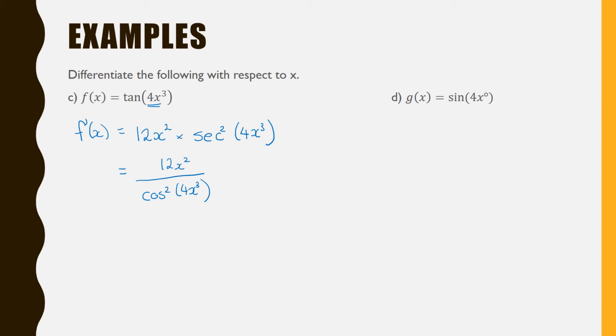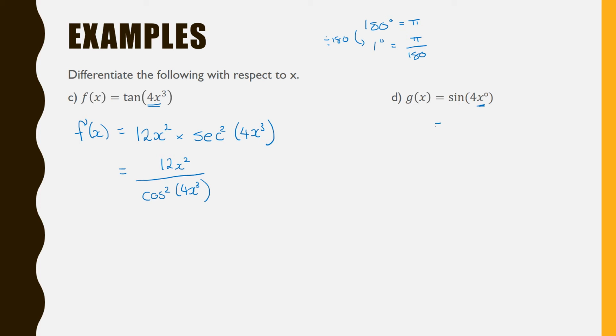Finally, g(x). Now you might notice the difference here is that we've got this degrees sign, x degrees. Remember what I said earlier, any angles in degrees must be written as radians. Hopefully we all remember that 180 degrees is equal to pi. If I want to know what 1 degree is equal to, I need to divide both sides by 180. So what I would get is that 1 degree equals pi over 180.